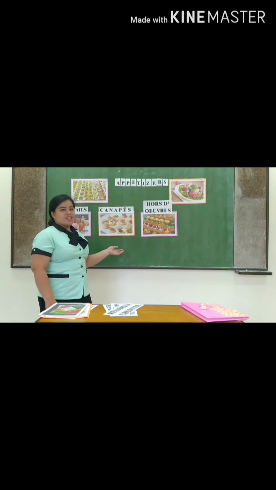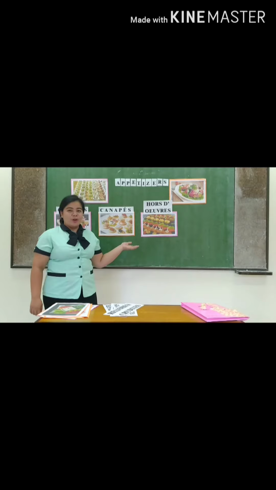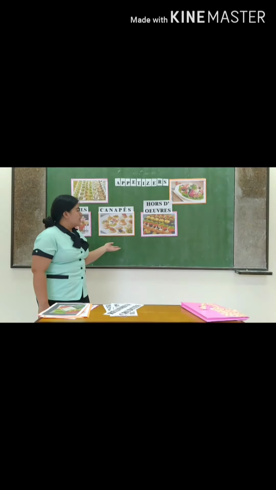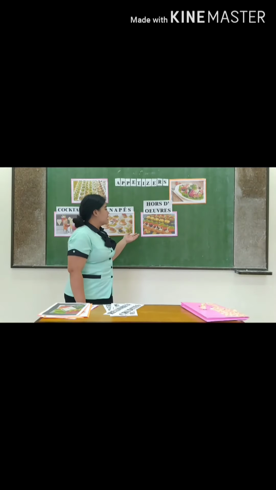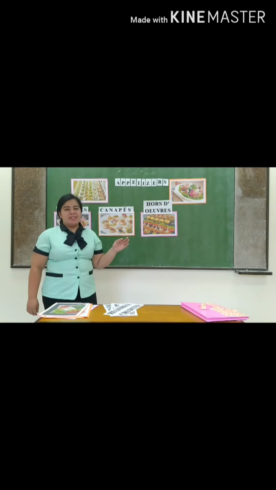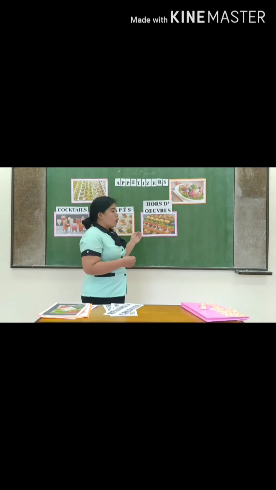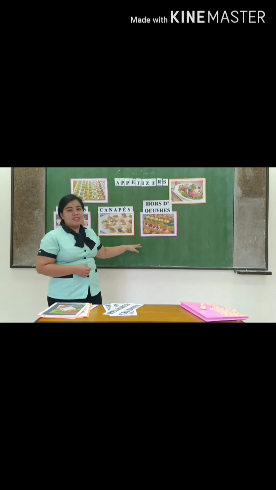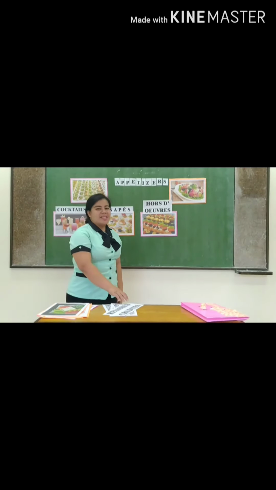The third classification of appetizer is the hors d'oeuvres. So we read it as hors d'oeuvres. Hors d'oeuvres is a combination of cheese, carrots, and shrimp. And we may use toothpick to join it together. So any questions about hors d'oeuvres? None so far. So now let's proceed to the next classification of appetizer.